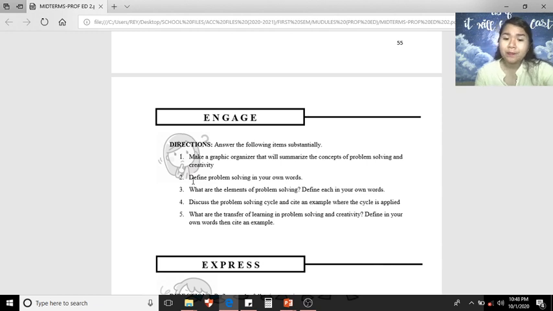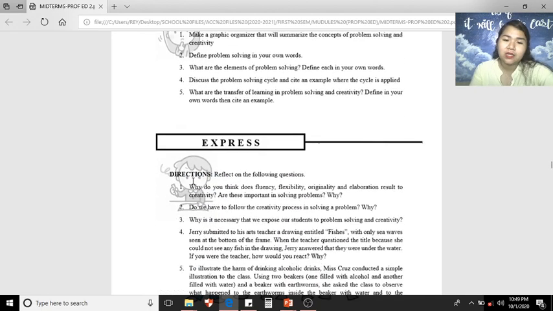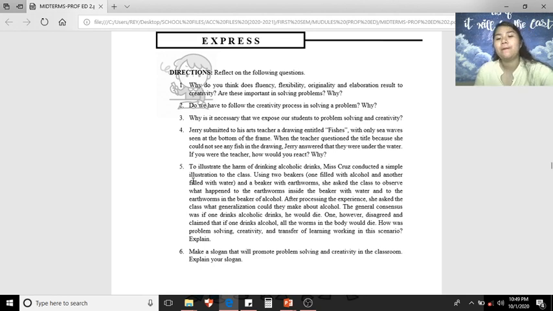Then, discuss the cycle of problem solving. Then, you cite one real-life situation wherein the cycle is applied. Isa lang na scenario or situation wherein the problem-solving cycle is applied. Okay? What are the transfer of learning in problem-solving? Then define them in your own words. And of course, in express, you are to reflect on the different questions.